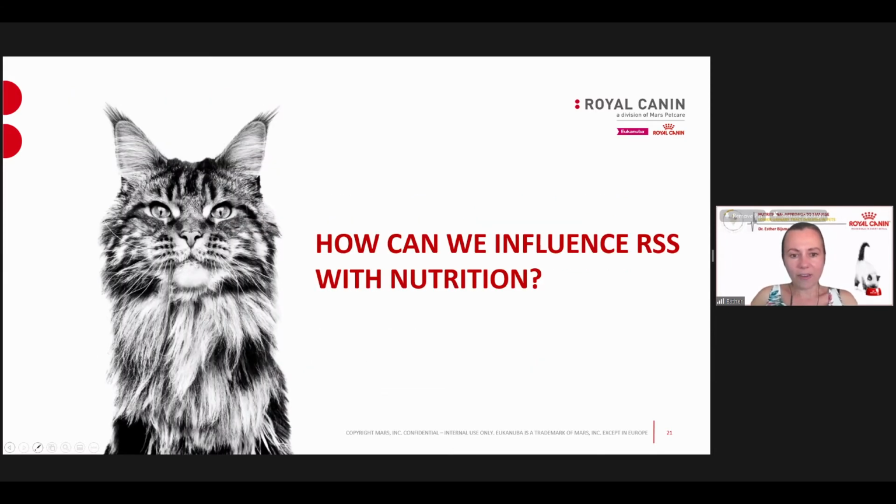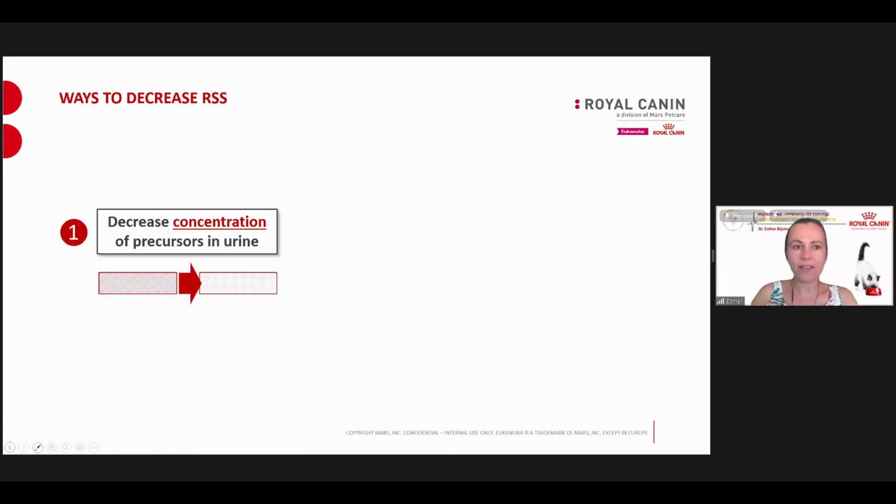So again, a little reflection slide to get you back to it, because I've been talking for a while now. How can we influence RSS with nutrition? What can we do to make sure that we are in the right zone of supersaturation that we want to be in? You can answer again in the chat box. You can reflect on it by yourself, and I'm going to talk you through it in the following slides.